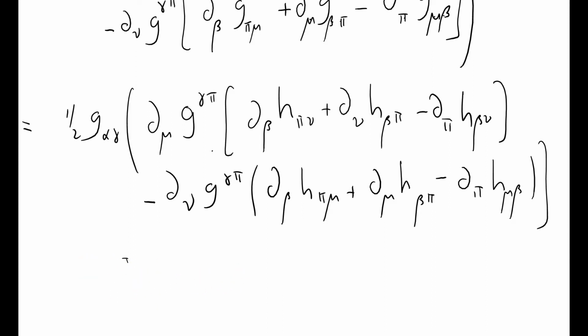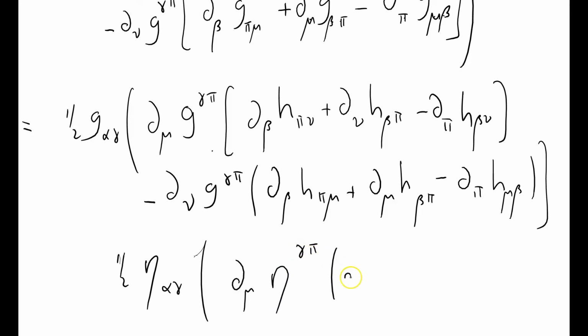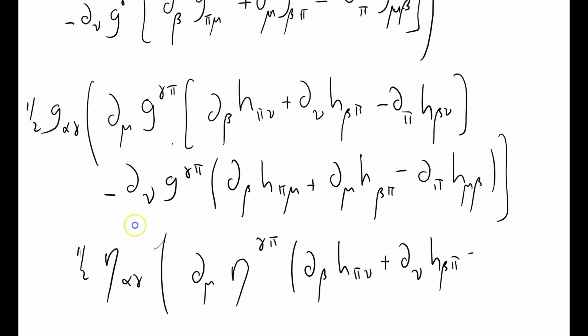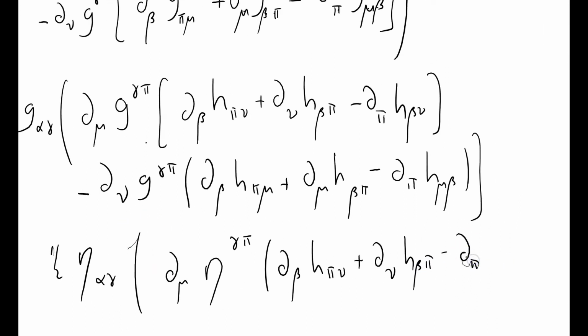So it's a half eta alpha gamma times di mu eta gamma pi times these terms here, di beta h pi nu plus this one, di nu h beta pi minus di pi h beta nu. Sorry, my pen is misbehaving here. Di pi h beta nu.